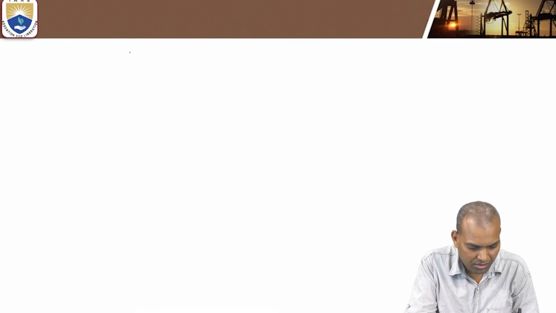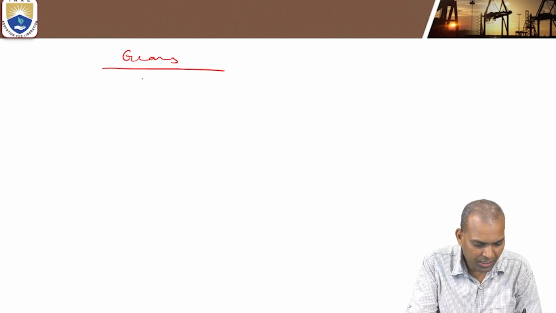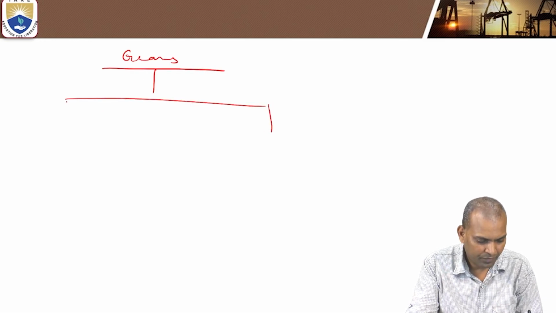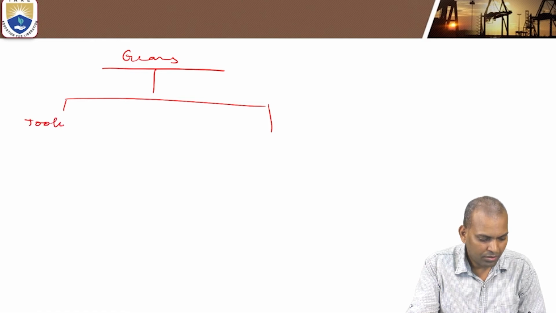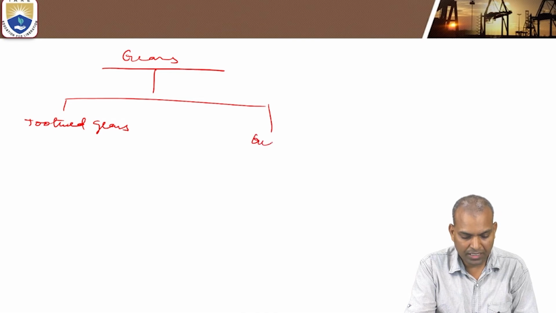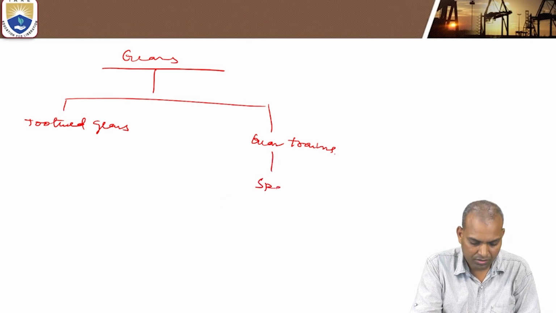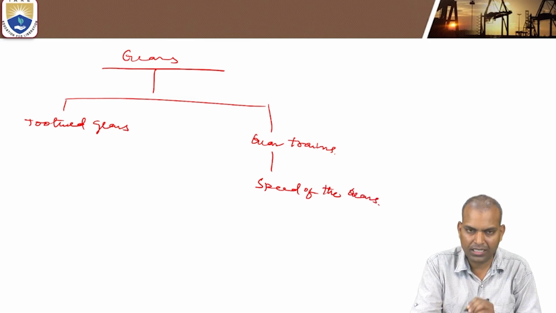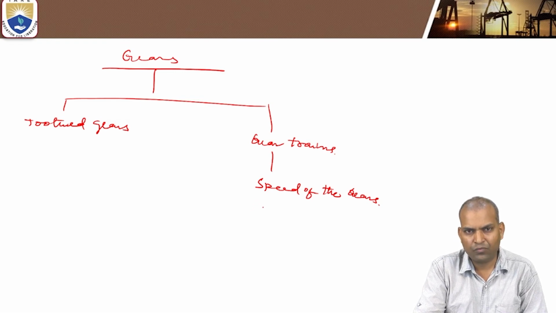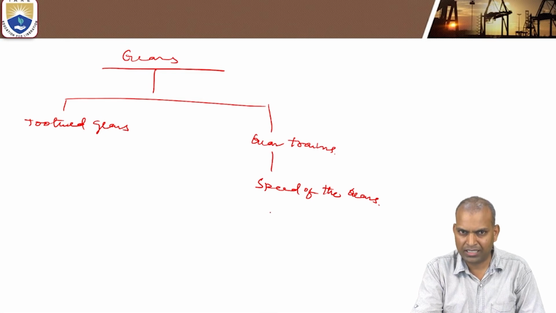So in the topic of gears, we study number one, toothed gears, and number two, gear trains. In gear trains, we study the speed of various gears. As we have seen, there are the simple gear train, compound gear train, and reverted gear train. One more train is called the sun and planet gear train.